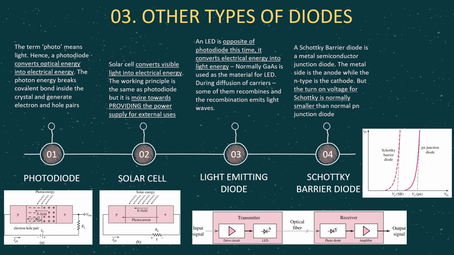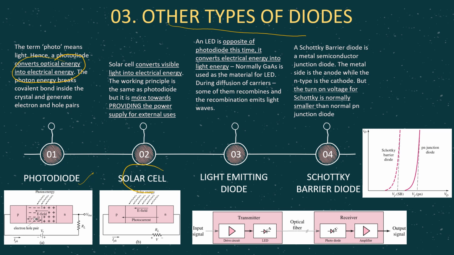Okay, now we come to the third subtopic, which is the other types of diodes. Okay, there are 5 diodes that we have to know. The first one is the photodiode. Okay, where photodiode is actually a diode that converts the optical energy into electrical energy. Okay, so when it is being exposed to the light, it will somehow convert the energy to the electrical.